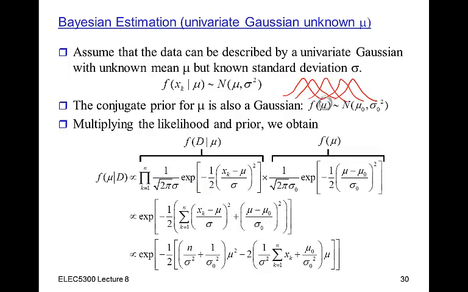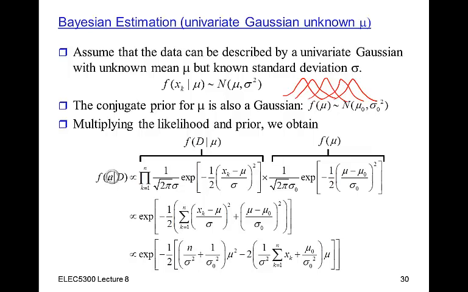So the initial distribution of mu is described by a Gaussian with a mean mu0. So this is our initial guess of what the mean is, right? But we're uncertain about that guess by an amount sigma 0 squared. So we can express the idea that we have almost no idea about the mean mu just by setting sigma 0 squared very large.